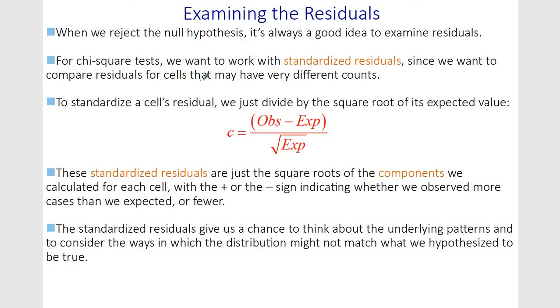For a chi-squared test, we want to work with standardized residuals, because residuals for cells may have very different counts, so it's easier to compare the residuals. To standardize them, you divide by the square root of the expected.